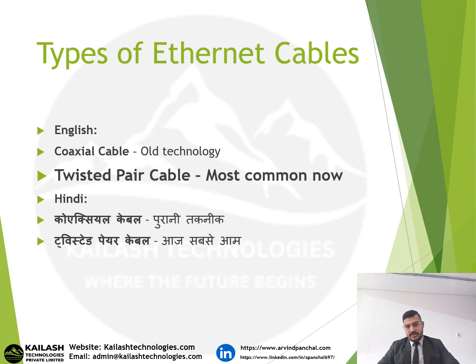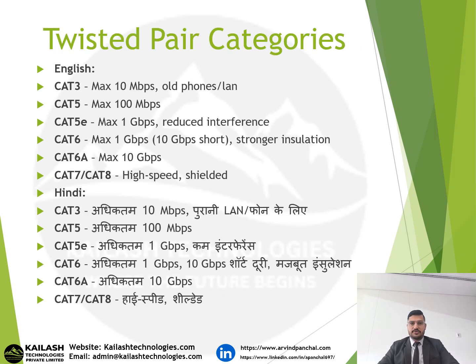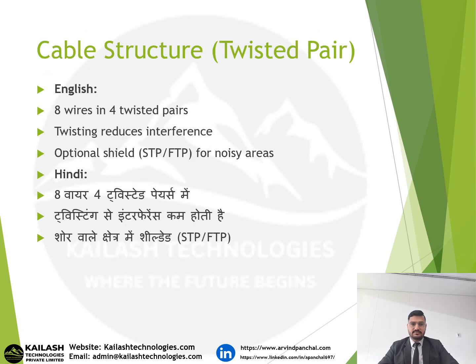Coaxial cable is an old technology. Twisted pair cable is the most commonly used now and is in current use. It has multiple categories: Cat 3, maximum 10 Mbps speed; Cat 5, 100 Mbps max; Cat 5e, max 1 Gbps; Cat 6, 1 Gbps to 10 Gbps over shorter distances; Cat 6a, max 10 Gbps; Cat 7 and Cat 8, high speed shielded wires, which can also be used for longer distances.